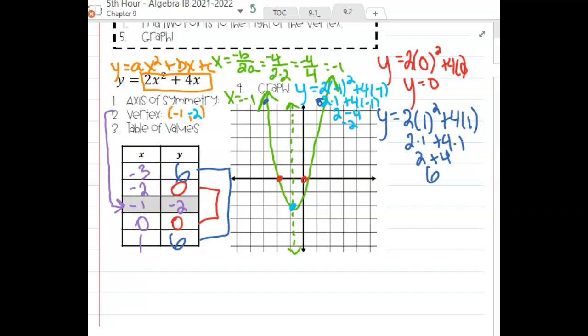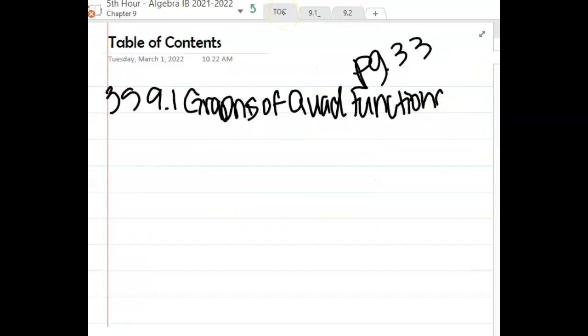Okay, a little overwhelming, right? A lot of work for one problem. We are spending at least 3 days on this. I'm not going to have you do the whole process today. All you're going to be doing today is doing the vertex and the axis of symmetry. We're going to add in the rest of it a little bit tomorrow. But let's go ahead and get this glued in.